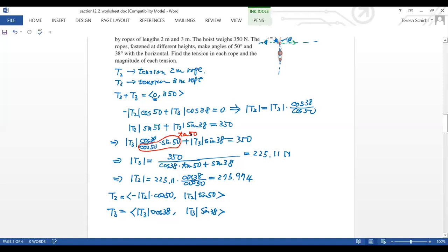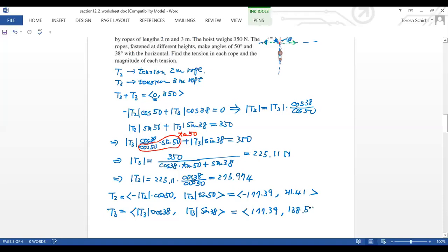All right, and now in here you can plug in the values we just got, and then you can get here the T2 tension is negative 177.39 and 211.41. All right, then the T3 is here. It will be, I hope my calculation is correct, 177.39, and this is 138.5.